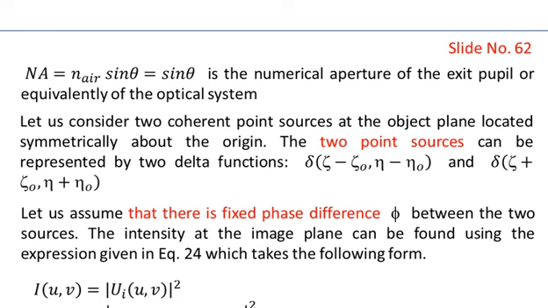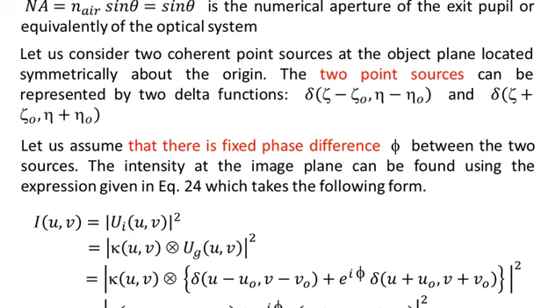Let's consider the two coherent point sources at the object plane located symmetrically about the origin. So now we are going to discuss the coherent system for the two coherent point sources at the object plane located symmetrically about the origin. The 2 point sources can be represented by two delta functions with arguments delta of zeta minus zeta naught comma eta minus eta naught, and the other one is zeta plus zeta naught comma eta minus eta naught. Both point sources exist at opposite coordinates.